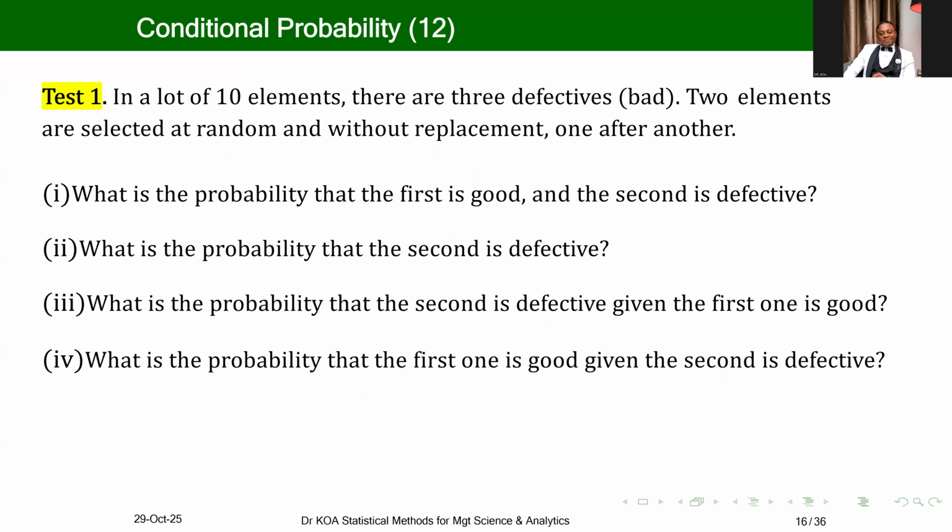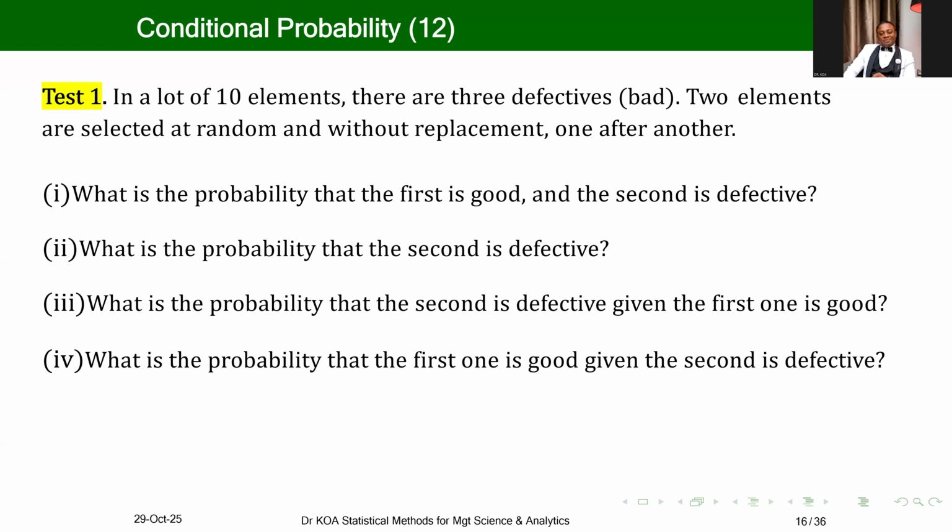In a lot of 10 elements, there are 3 defective. I have to explain it so that you don't get confused as to what I mean by defective. You can talk about a lot of 10 bulbs, there are 3 defective bulbs. Or mobile phones, there are 3 defective mobile phones. They are not proper. Now, this defective here, we are using bad for them.